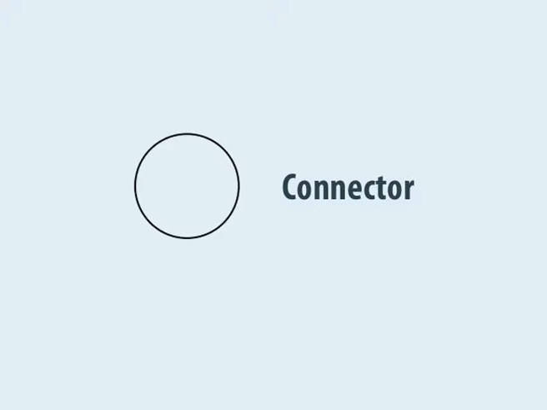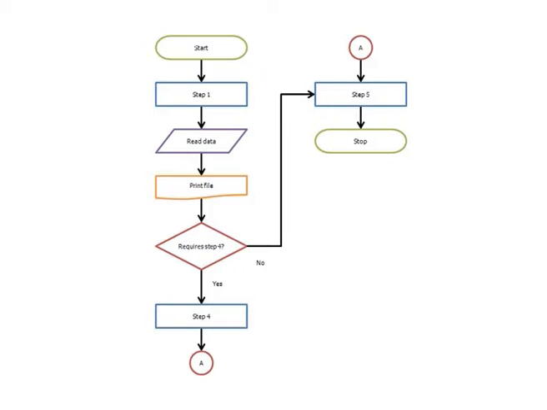Next is the connector. This symbol is used when flowcharts become big and may not fit on a single page. If flowcharts are too big, then it is difficult to understand and flow lines start crossing each other at many places, causing confusion. Thus, whenever the flowchart becomes complex and spreads over a number of pages, connectors are used. A connector symbol is indicated by a circle.